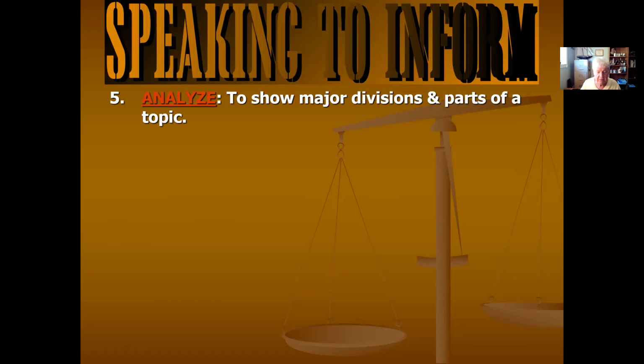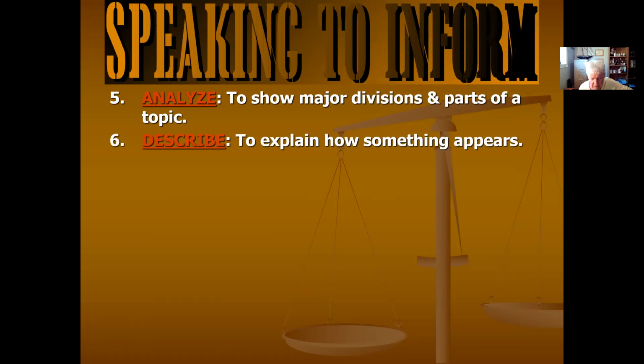Okay, so to analyze the parts of a speech, any number of things can be analyzed and looked at. To describe is another strategy that can be used. To describe is to explain how something appears.